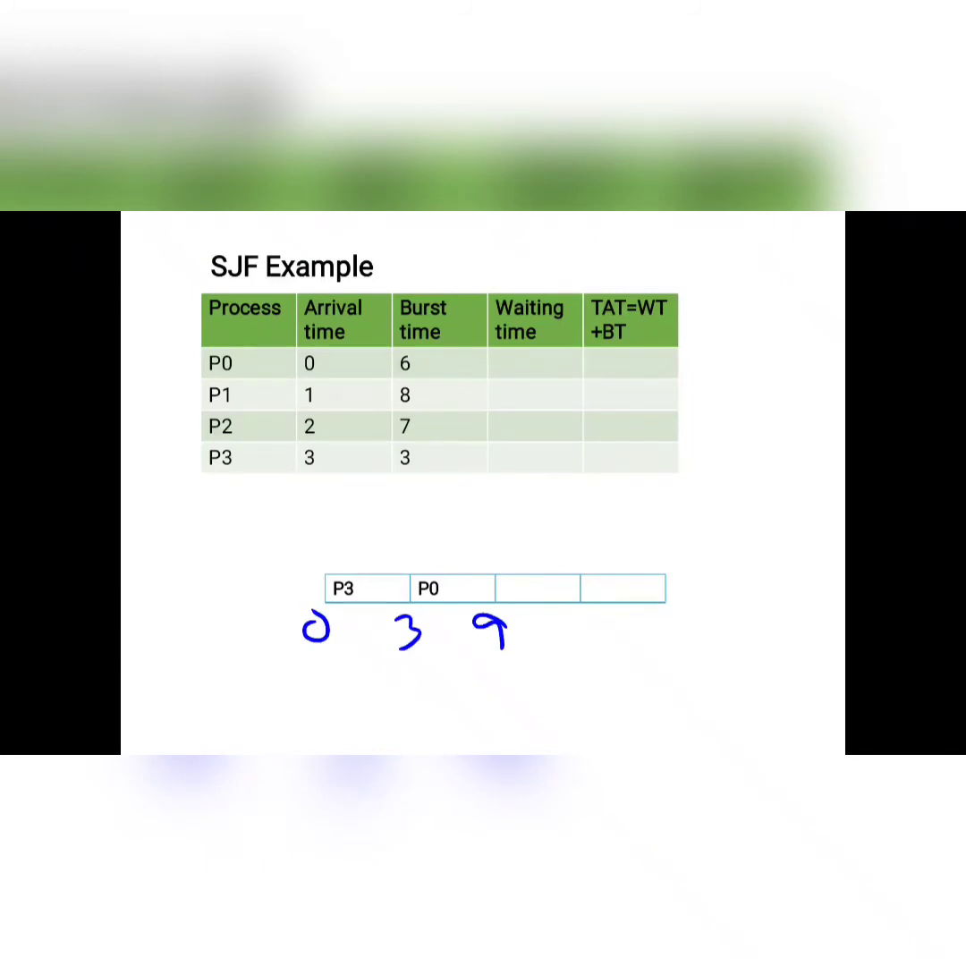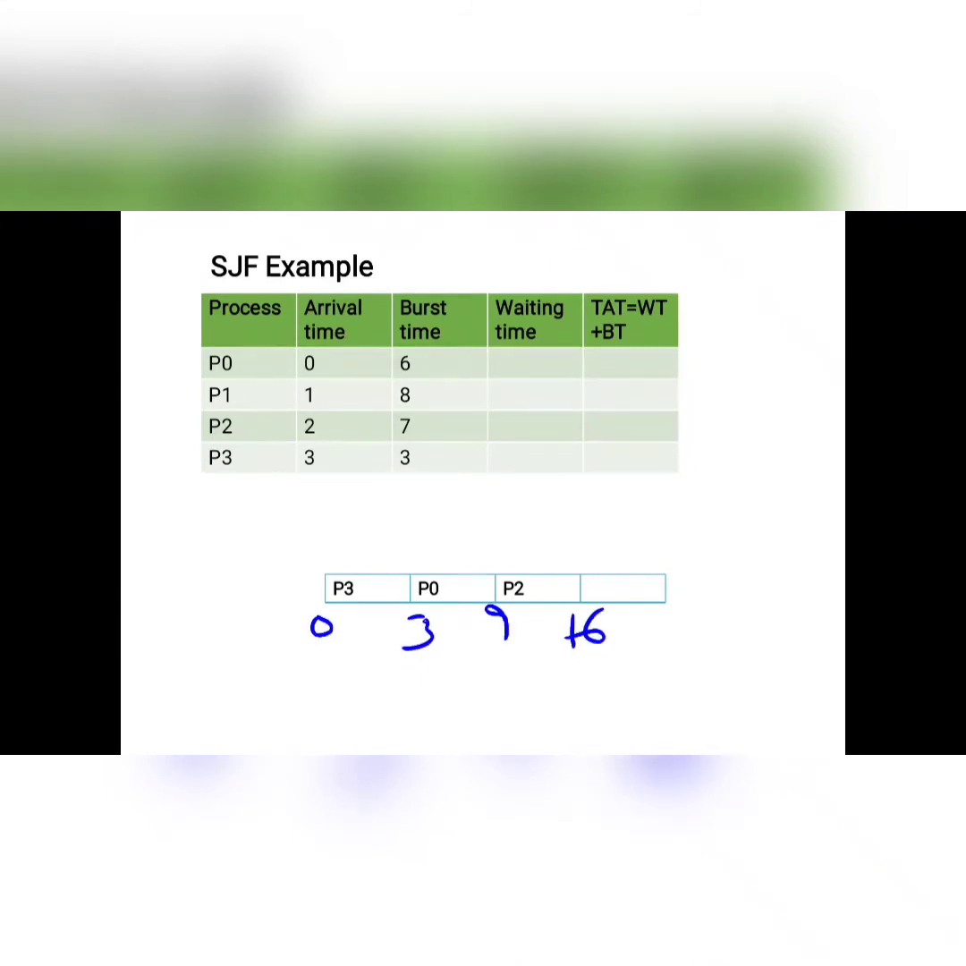So now the next least value is 7. So at 9, process P2 will start. So P3, P0 and P2: 0, 3 and this is 9. 0, 3, 9. So P2's burst time is 7. So that's why 9 plus 7, it will be executed up to 9 plus 7, which means 16.